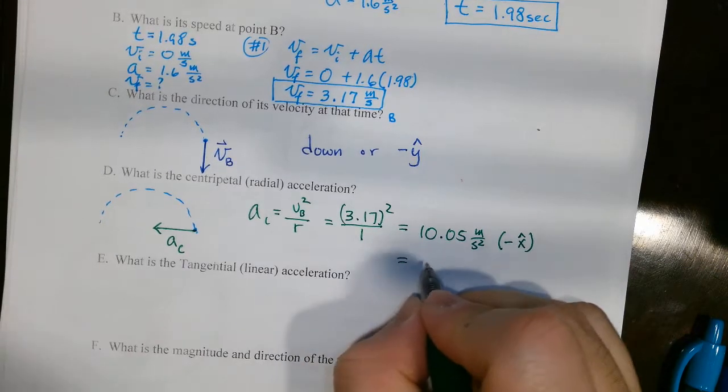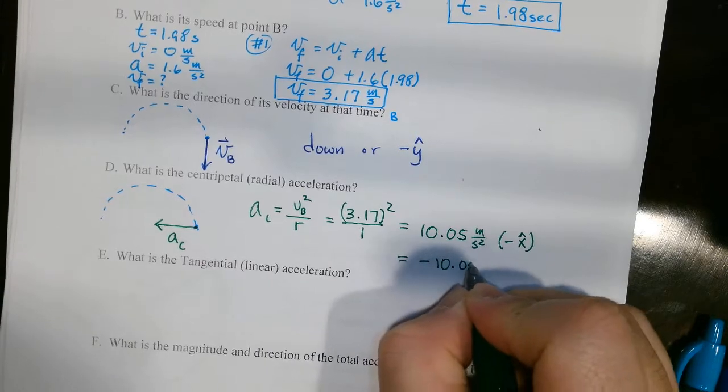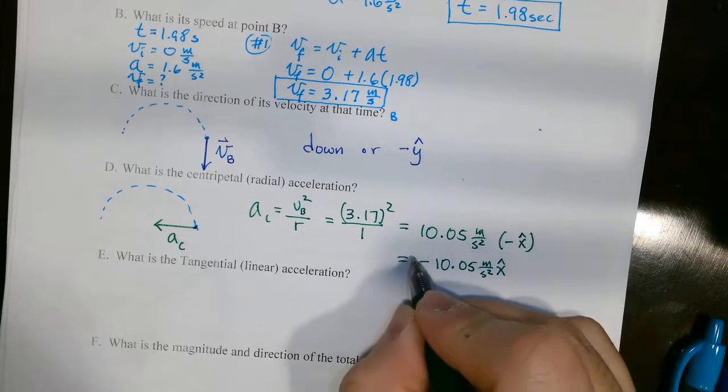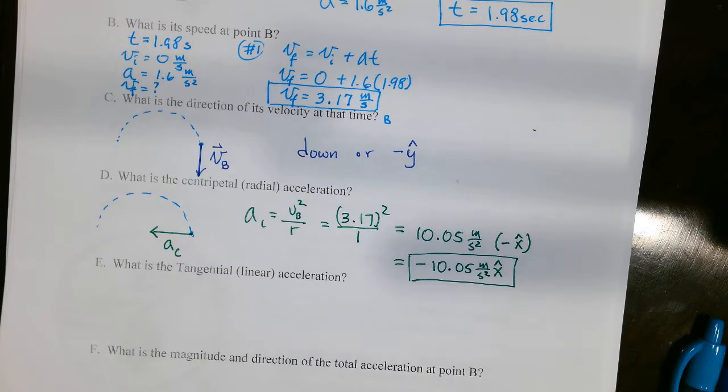So if you want to make it more consistent, that will be the proper notation for A sub c.